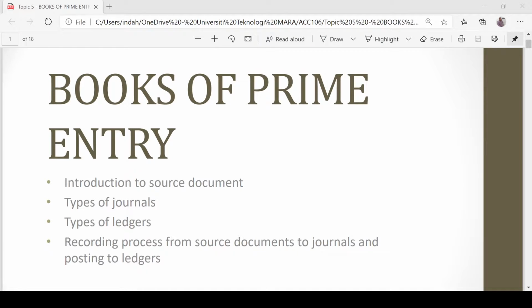Assalamualaikum and salam sejahtera. This is topic 5, books of prime entry, and we're going to cover the introduction to source documents, types of journals, types of ledgers, and the recording process from source documents to journal and posting to ledgers. I know that we are repeating the same thing. Yes, we are, except that in the previous topic, topic 4, we did not introduce you to the special types of journal and also the special types of ledger.